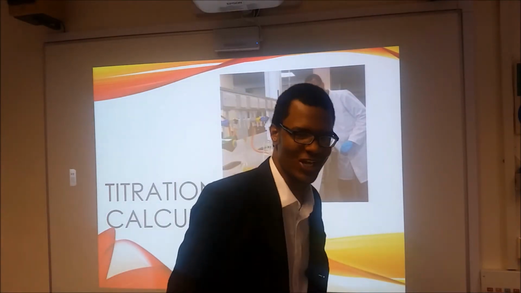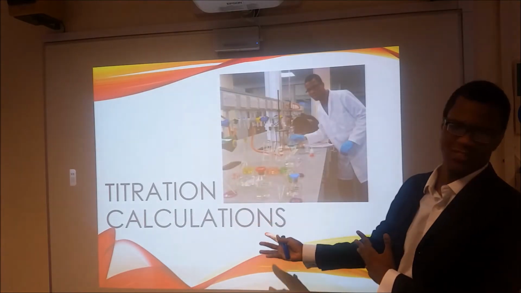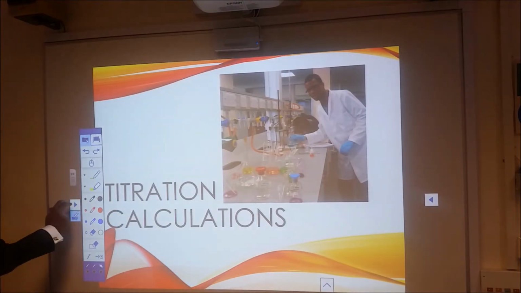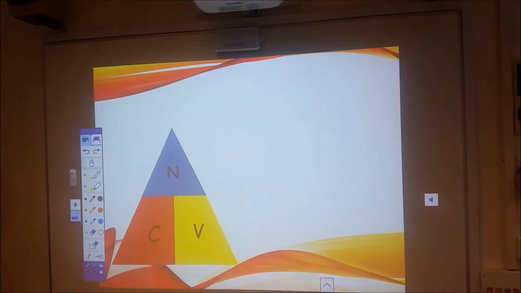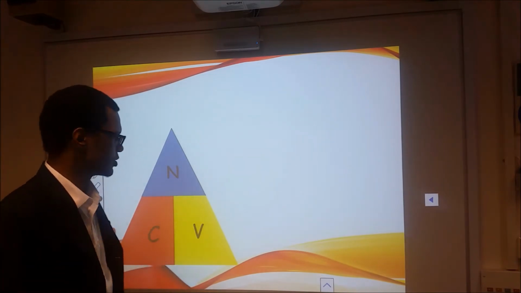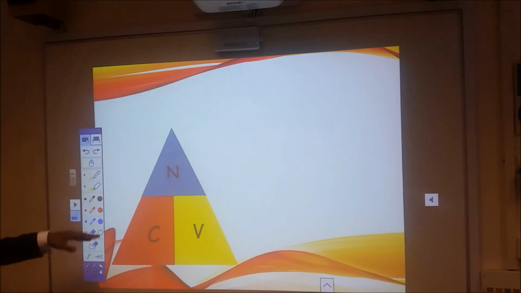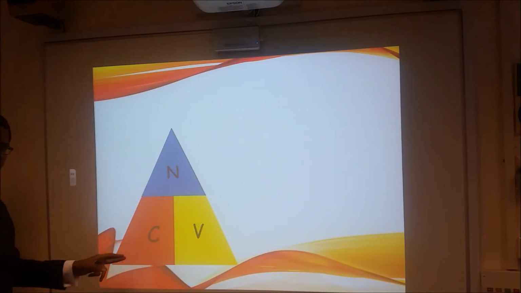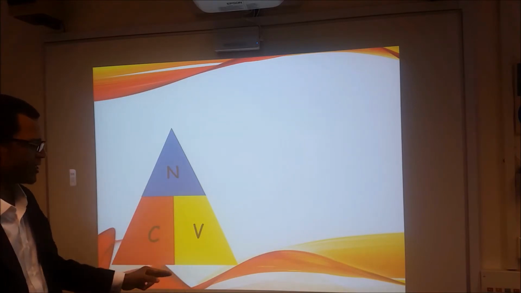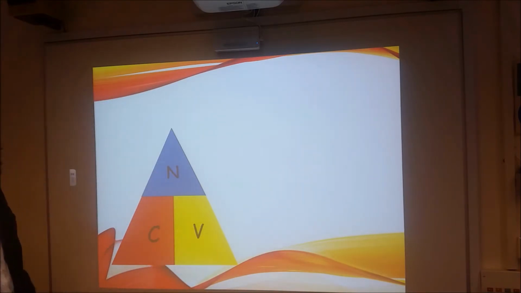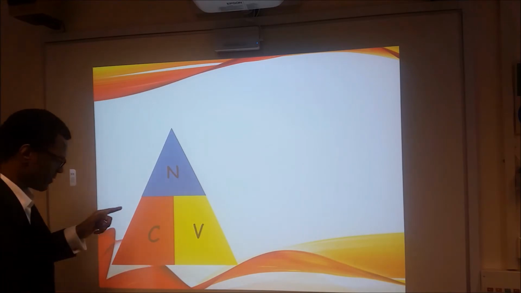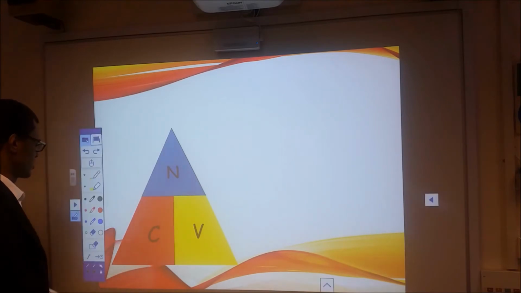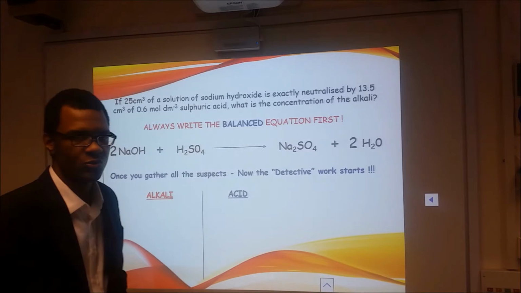Hi, this is NASA. Today we look at titration calculations. Okay, so what can we do first? The first thing we're going to need is this formula triangle: N over C times V. N is number of moles, C is concentration in moles per decimeters cubed, and V is volume in decimeters cubed. That's the key triangle, the only triangle that we're going to need for this. So let's go on.